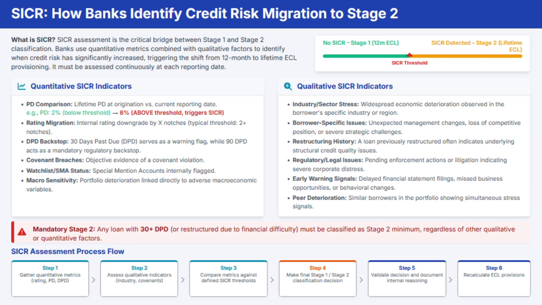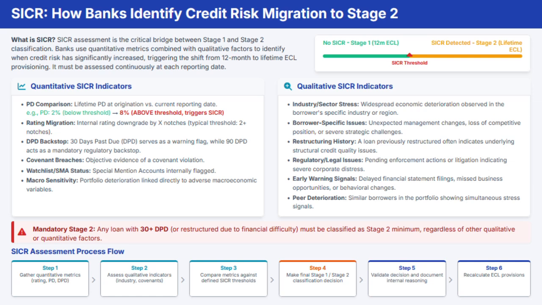There are both quantitative and qualitative factors to determine the SICR. Like, you can do the PD comparison between the origination date and the reporting date. You can determine rating migration as well to assess the upgrades or the downgrades. You can also assess borrower-specific issues, if any unexpected management changes happen or if there is any previous restructuring history.